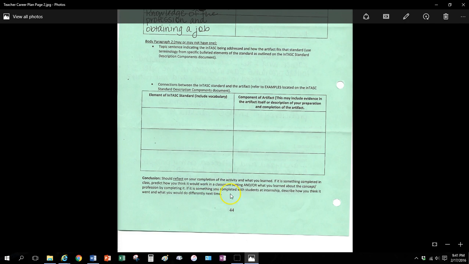So the last thing I'm going to mention about these particular things, the artifact reflections, is that they can be written in first person, because this is all about you and the things that you've done, what you're writing, and what you've learned. So it's perfectly okay to say I and to use first person for these.